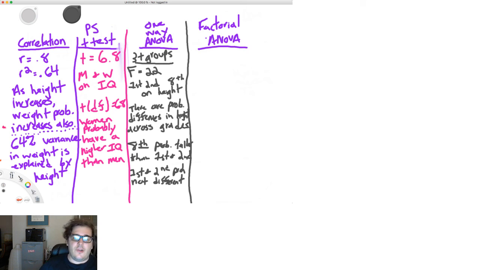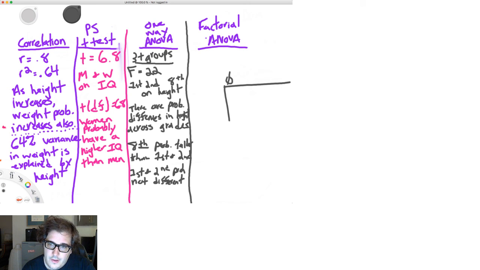And for factorial ANOVA, it would be the same thing. You just have to do it per IV that was statistically significant. So it would be the same kind of description based on the number of groups. But remember, in factorial ANOVA, you would have like no drug, some, and a lot. And then maybe here you have men and women.